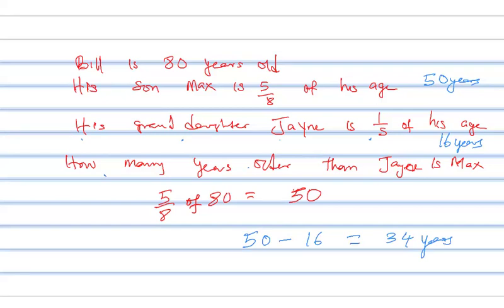Oh, that's good. You said 10. Can you talk me through how you got 10, please? I don't understand why you got 16 over here. First, 50. His granddaughter is 1/5 of his age. What is 1/5 of 80? 80 divided by 5 is 16. Then how many years older? So 50 minus 16, you get what? 34. Yeah, I got that. Yes.